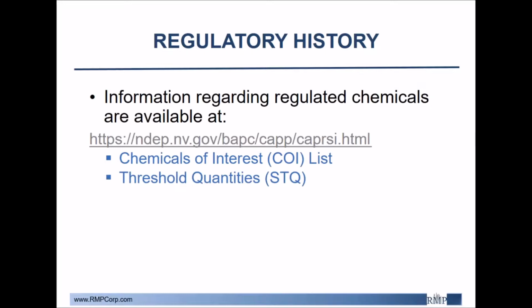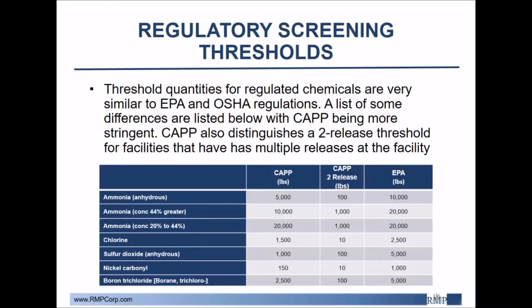Information about the chemicals that are covered by Nevada CAPP can be found at this link here. Anything that you want to see for Nevada CAPP, you can just Google Nevada CAPP. It'll be the first link, and that'll lead you to all of the things that we're talking about today. At this link here, you'll be able to find information about the chemicals of interest, along with their threshold quantities.